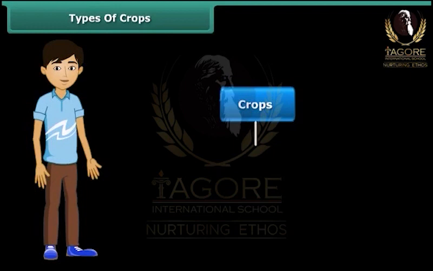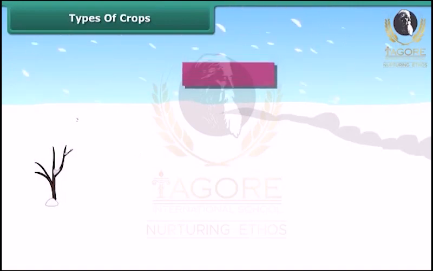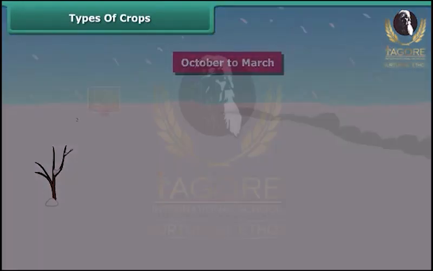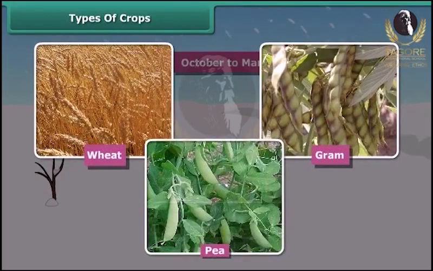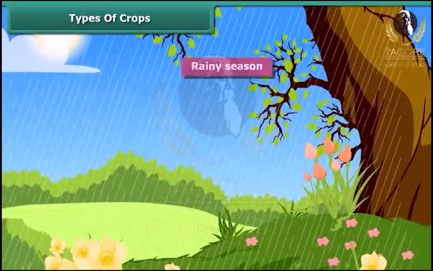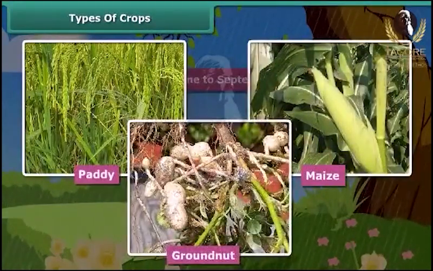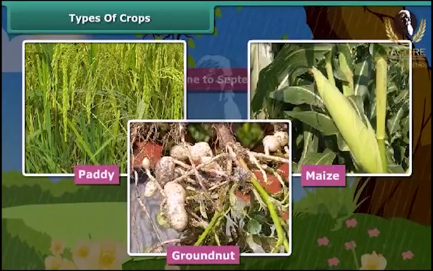In India, crops are broadly classified into two categories on the basis of the season they are grown in, that is, Rabi crops and Kharif crops. Rabi crops are usually grown in the winter season from October to March. Wheat, gram and peas are examples of Rabi crops. Kharif crops are usually sown in the rainy season, generally from June to September. Paddy, maize, groundnut, etc. are some common examples of Kharif crops. To grow crops, various activities are performed which are known as agricultural practices. Let us know them one by one in detail.